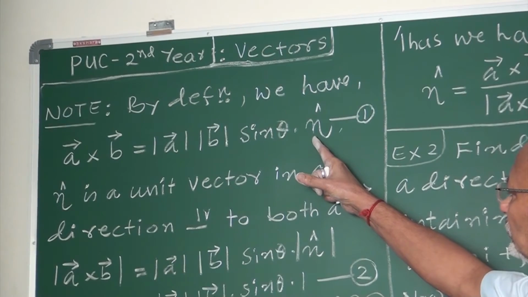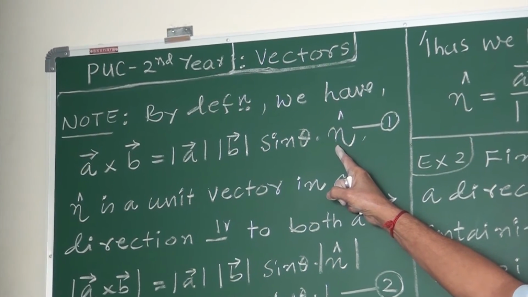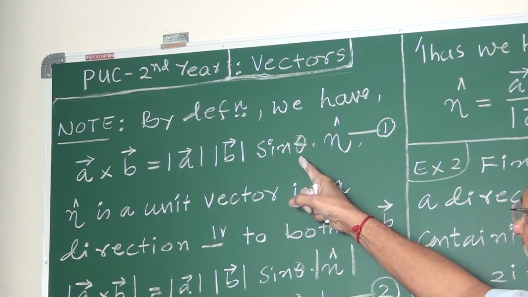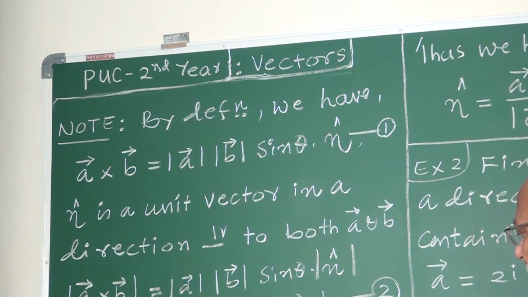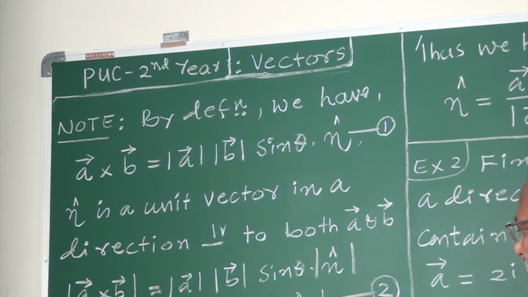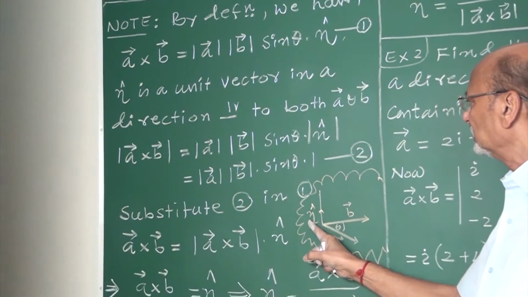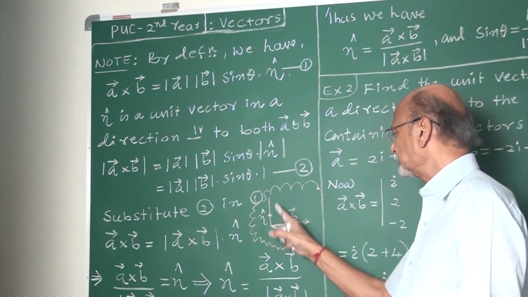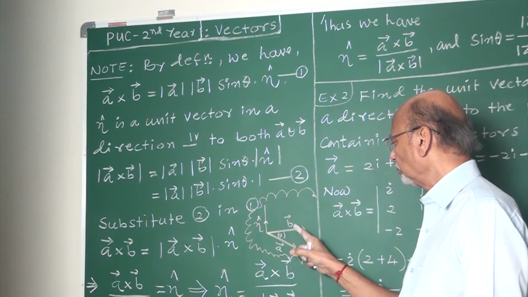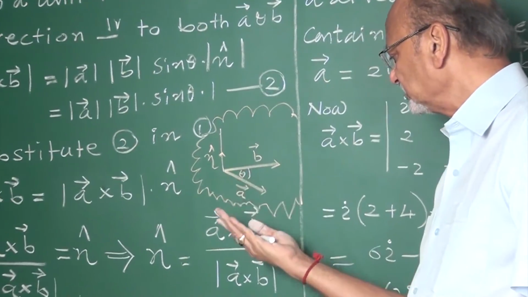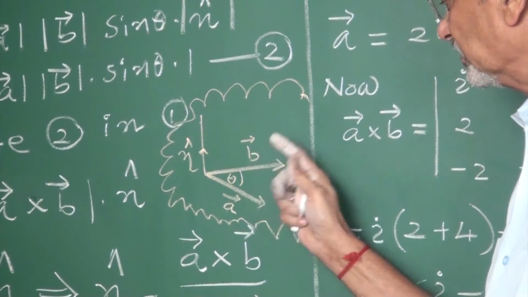Cross product. A cross B equal to magnitude of A into magnitude of B into sine theta into eta cap. What is this theta? Theta is the angle between the vectors A and B, and eta cap is a unit vector, meaning its magnitude is 1, and in a direction perpendicular to both vectors A and B, or direction perpendicular to the plane. This is the plane containing the vectors A and B.